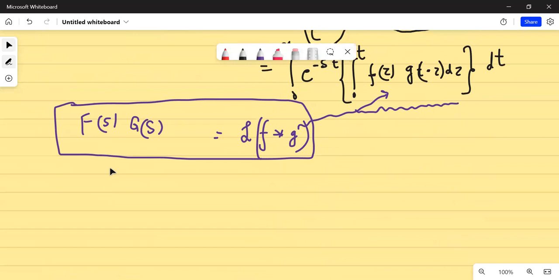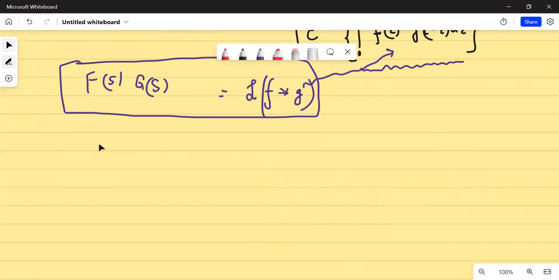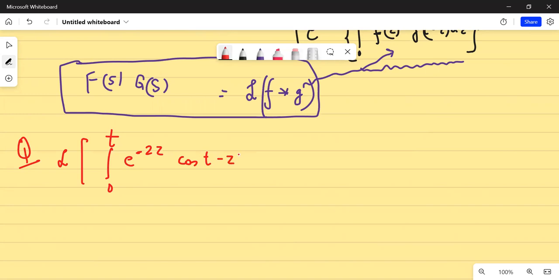So this theorem is an important theorem, usually for mathematics people, but I've taught you somehow. If you want to keep that in mind, good enough, even if you don't want to, at least keep the result in mind. Now try to find this integration: Laplace transform of the integral from 0 to t of e to the power minus 2z cos(t minus z) dz.